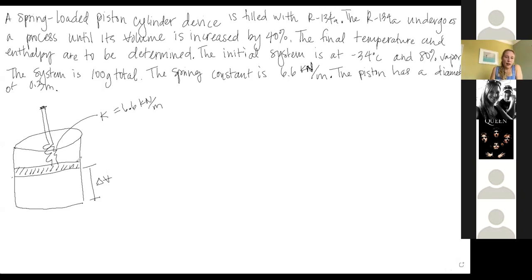We know that this piston area is equal to pi times the diameter squared over 4.